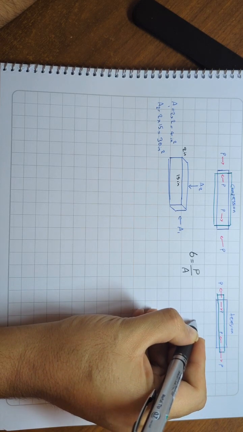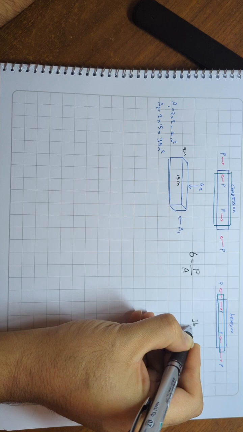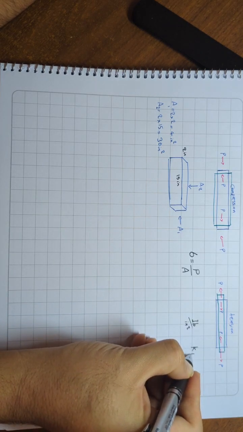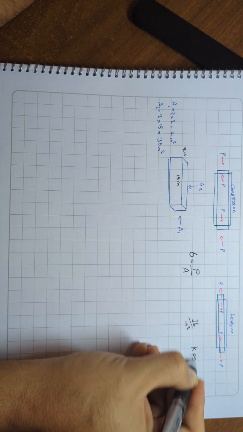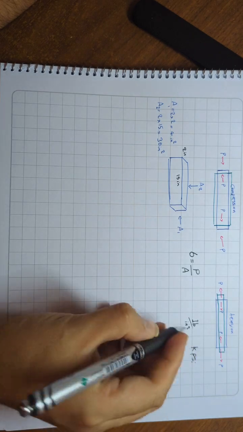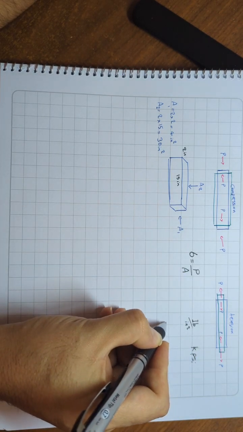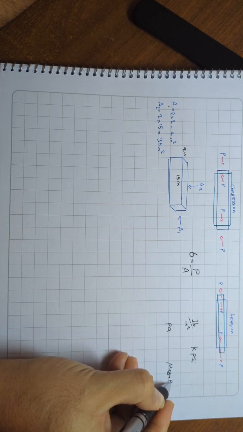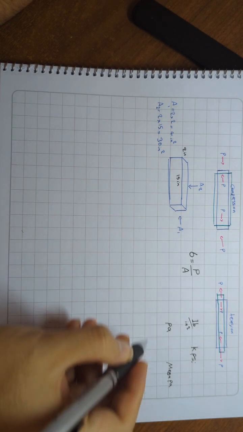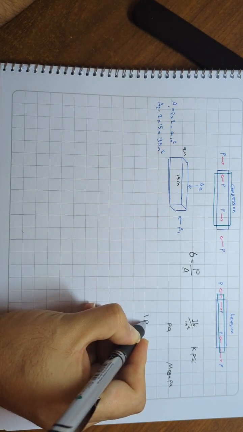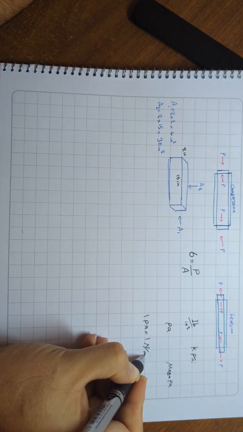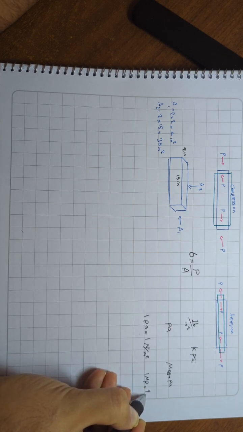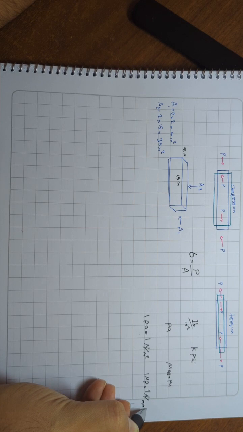In the US system, sigma is in pound per square inch, or KPSI. And in the SI system it is in Pascal or megapascal. All right, where we can safely say 1 Pascal equals 1 Newton per square meter, or 1 megapascal equals 1 Newton per millimeter squared.